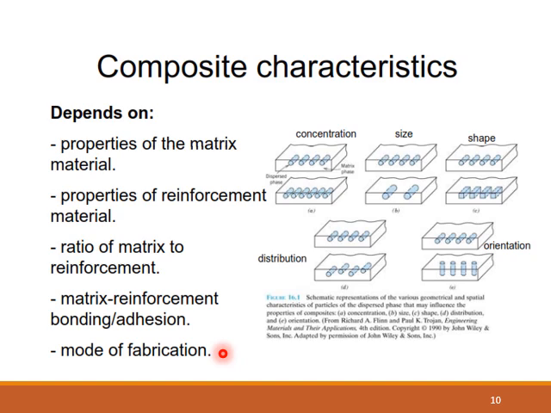If you have a continuous fiber in the matrix, the resulting property will be different from when the fibers are short. Now, even for short fibers, if the fibers are short and aligned, the result is different from when the fibers are short and randomly oriented. And even when you have randomly oriented short fibers, the result is different if they are randomly oriented in 2D or randomly oriented in 3D. So all of this, which is the mode of fabrication, has a direct impact on what the property of the composite material will be.